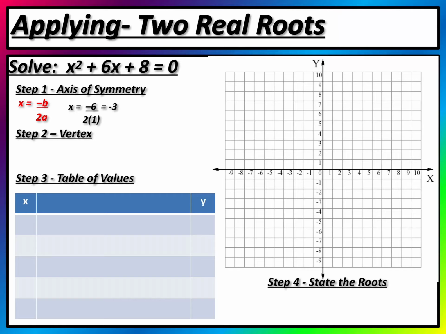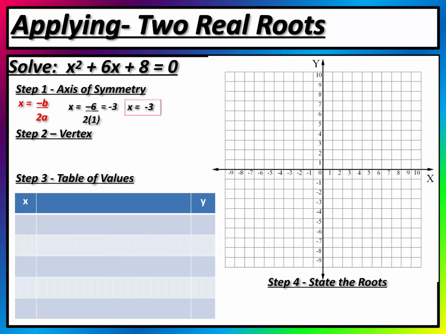So I'm going to set up my axis of symmetry. -6 over 2 times 1 gives me -3. So when I properly state my final answer for the axis of symmetry, I'm saying x equals -3 because that is a vertical line equation. The axis of symmetry then carries into step 2 of finding the vertex, because remember, the axis of symmetry intersects the parabola at the vertex, so they share the same x value.